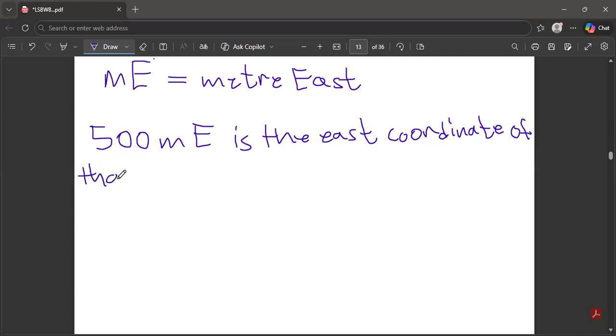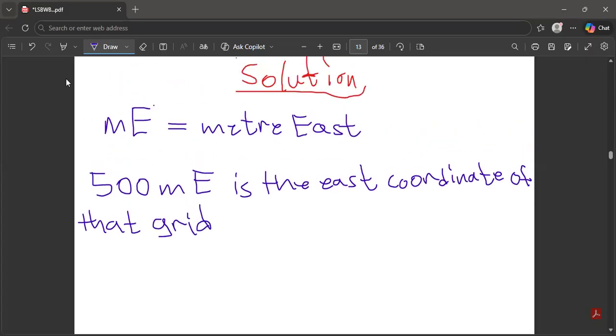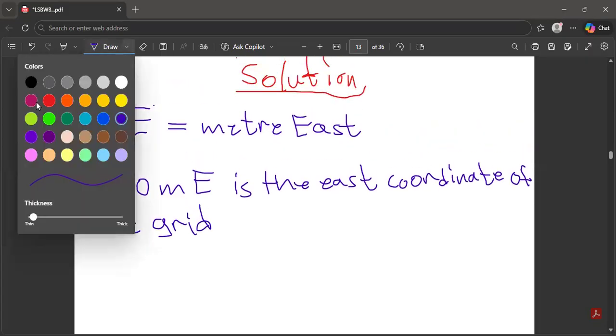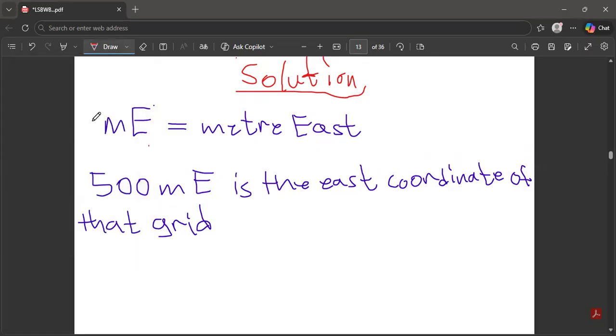Is that the east coordinate of that grid? Exactly. You see, let me quickly put some steps behind them. Now we can just solve quickly, and we are good to go. I only want you to know the difference between some of these important basic points. What we're only going to do is add the two.